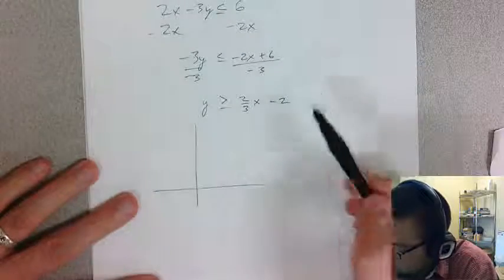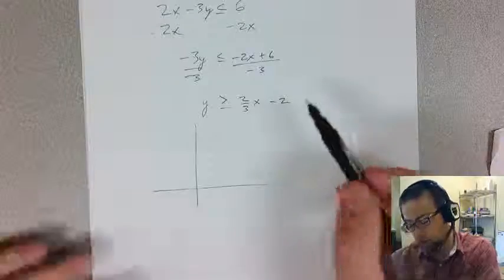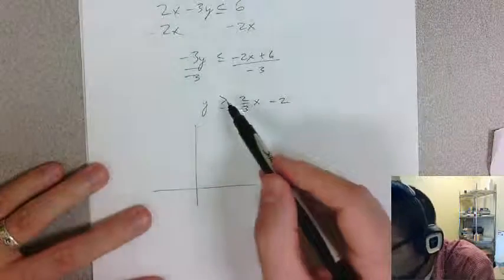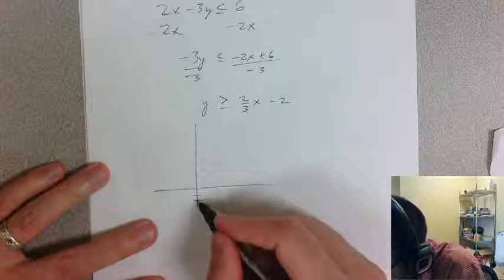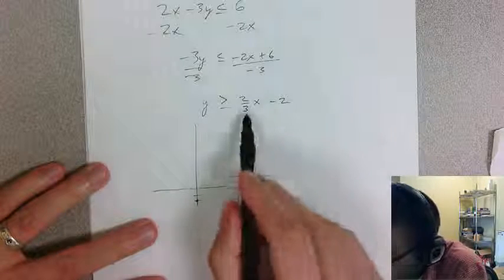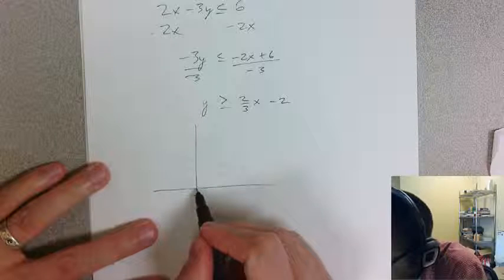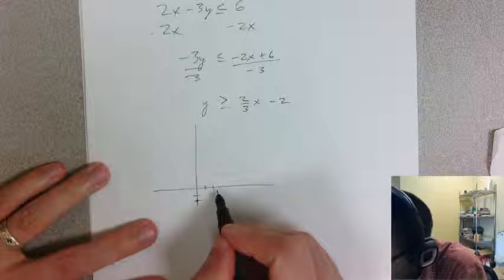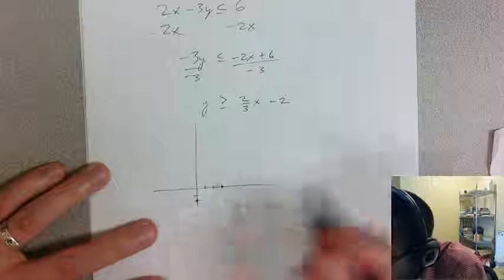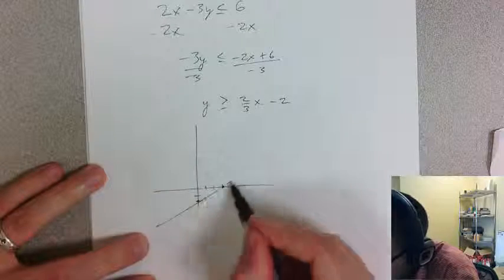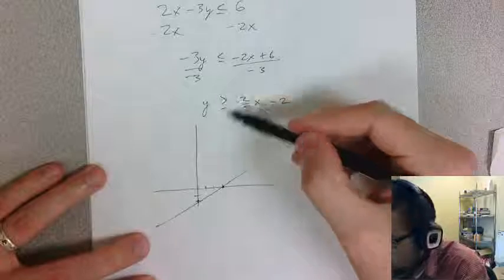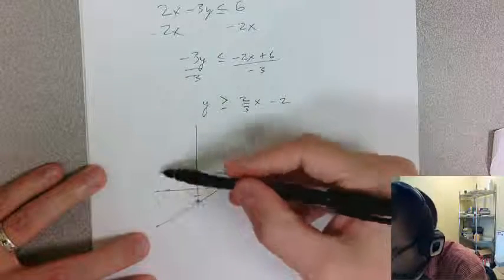So first I say, is the line dashed or solid? The line is included, so it's going to be solid. And my y-intercept is negative 2, and my slope is positive 2/3, so I go up 2 over 3 to that point right there. And it's a solid line. And it's all the values that are greater than the line, so I would shade above.